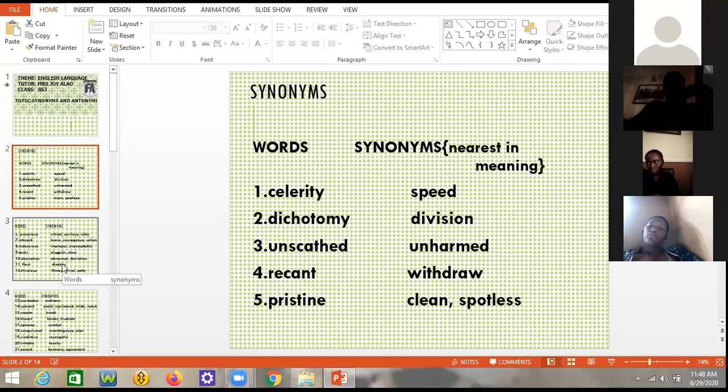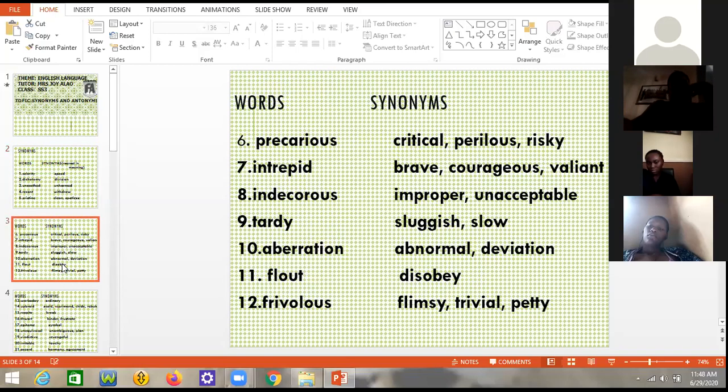All right, I'm moving to the next one. Number 6. Precarious. If a situation is precarious, you can say it is critical, perilous, risky. Precarious, critical. Synonyms for precarious: critical, perilous, risky.